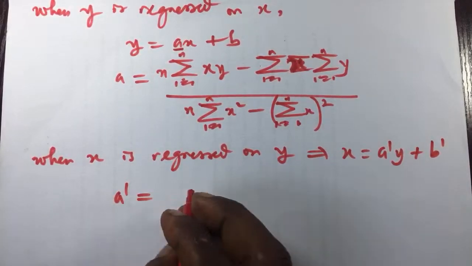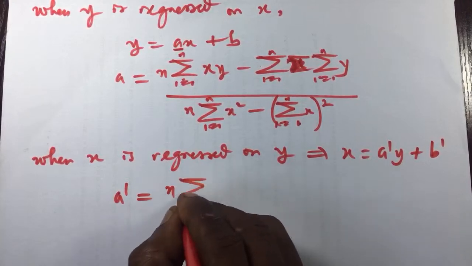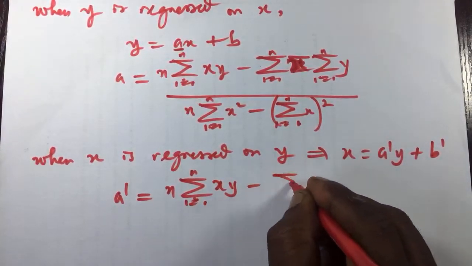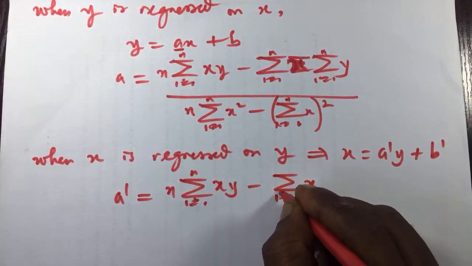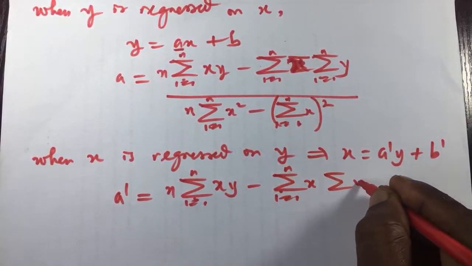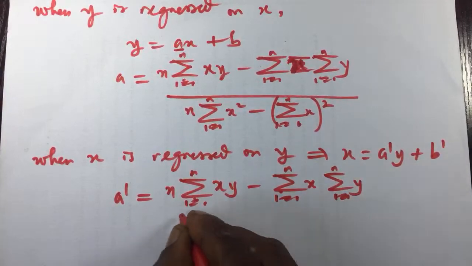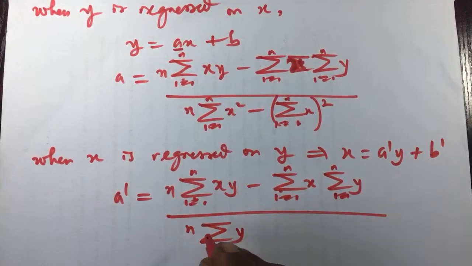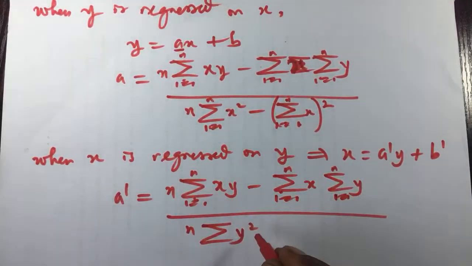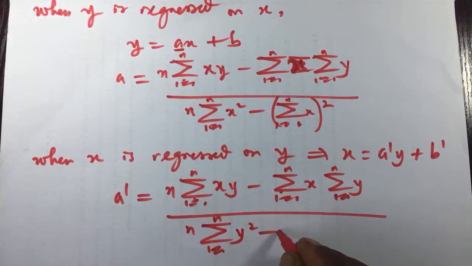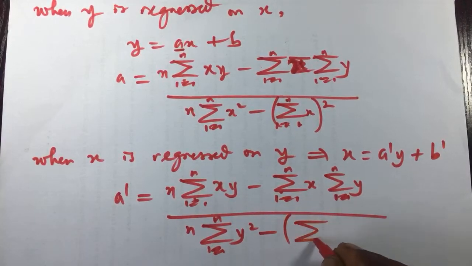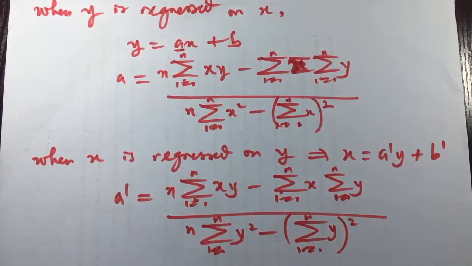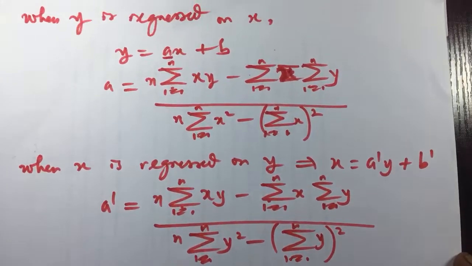Your a prime will be equal to n summation from i equals 1 to n of xy, minus summation x from i equals 1 to n times summation y from i equals 1 to n, all over n. This time around, it will be y, no more x. So this will be n summation y squared from i equals 1 to n, minus, in brackets, summation from i equals 1 to n of y, all squared. So this is what you will get.